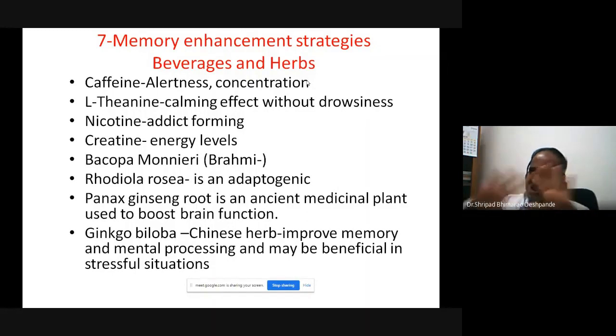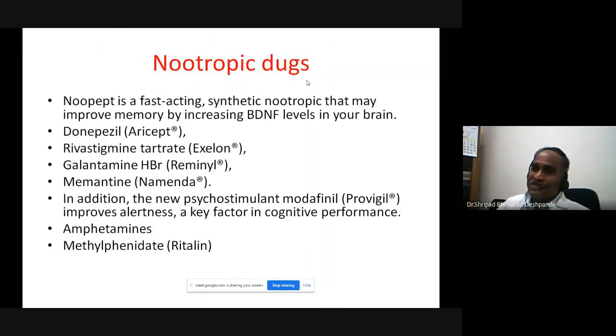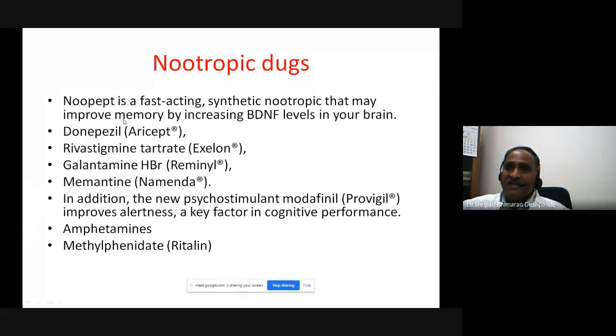These are some things I am just giving you broadly. Each one of them is an area by itself. Then what are the nootropic drugs which increase these things? These are some of the drugs which have been approved by the FDA. So I would not go into the detail. I have already mentioned the fast acting synthetic nootropics that may improve memory by increasing BDNF levels in your brain. That is donepezil, rivastigmine tartrate, galantamine, memantine, an NMDA antagonist.